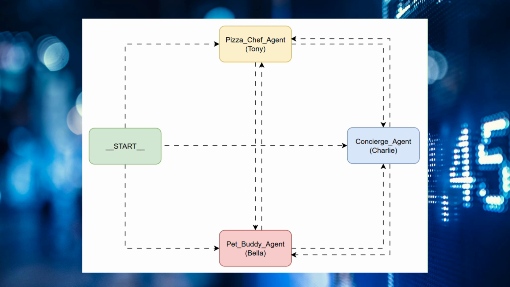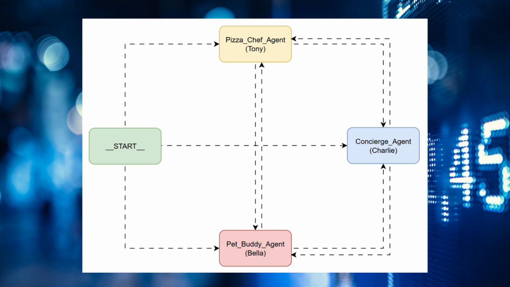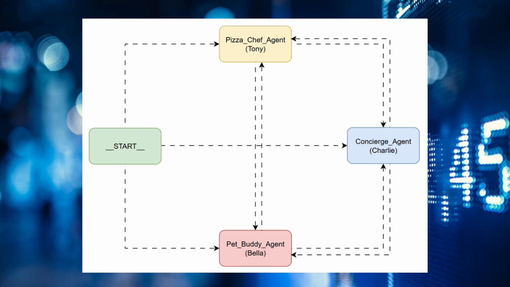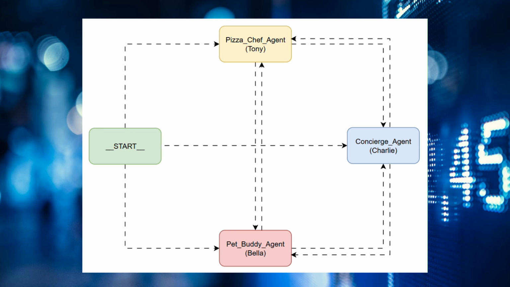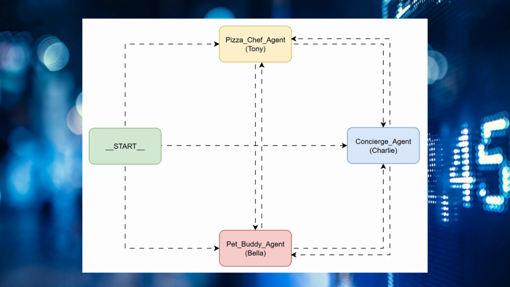Now, the beauty of LangGraph Swarm lies in how these agents can hand off conversations. For instance, if a user asks Bella, the pet buddy, about a pizza, she doesn't try to answer. She hands over the query to Tony, the pizza chef, automatically using a special handoff tool. This is what we call agent collaboration, a seamless back and forth between agents while maintaining context.